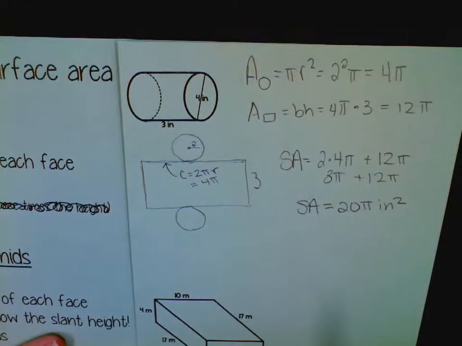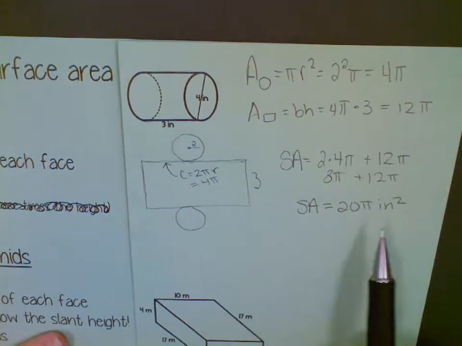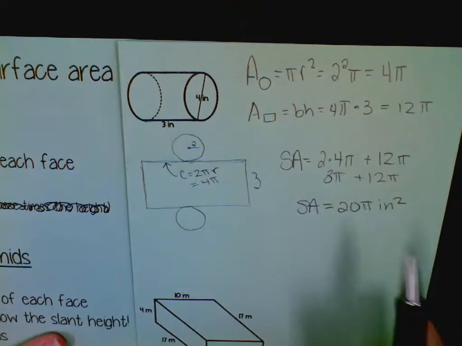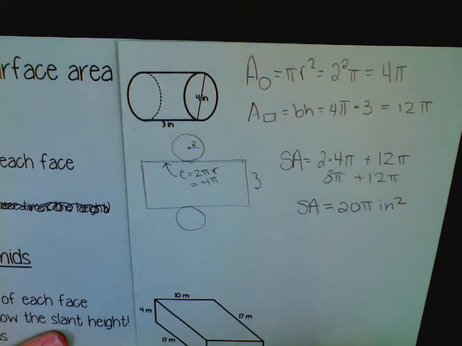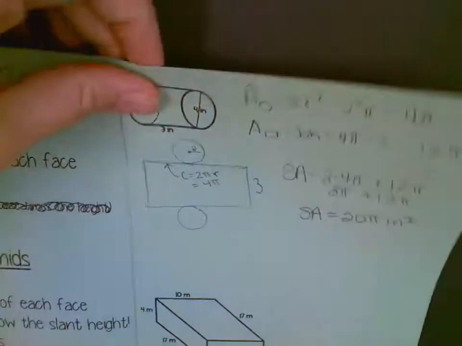Sometimes we will leave them in terms of pi, and sometimes we'll change them to decimals. You just have to be careful about what the directions say. Does it say use pi, use 3.14, or leave it in terms of pi? For now, we're going to just leave it in terms of pi because, you know, I don't like decimals.